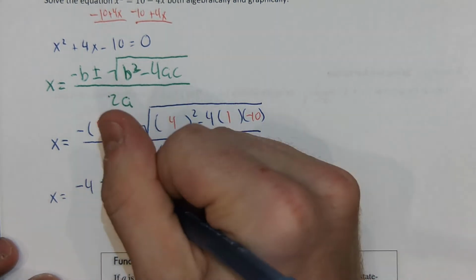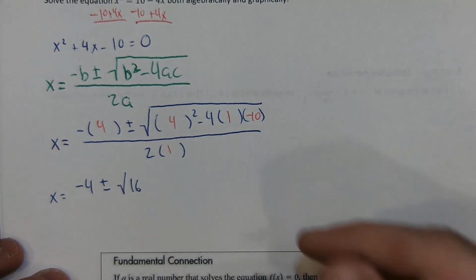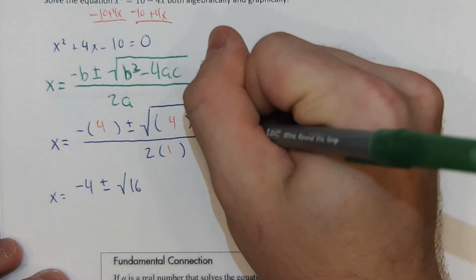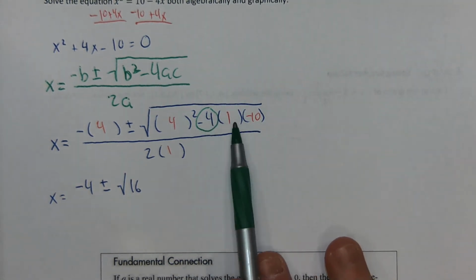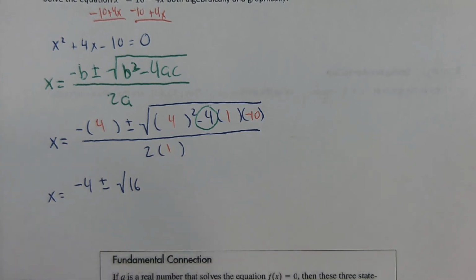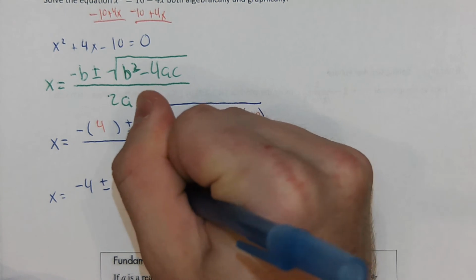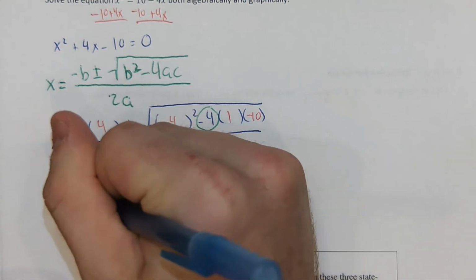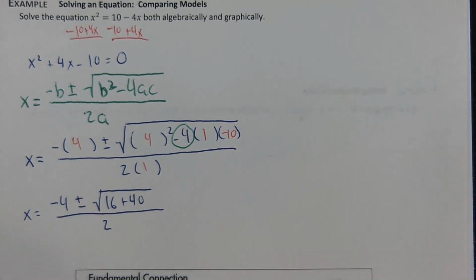Four squared is 16. And remember, whatever symbol sits in front of a number belongs to that number. So this is actually a negative 4. So you're finding the product of a negative 4, a 1, and a negative 10. Multiplying 2 negatives will give you a positive every single time. So that's going to give me plus 40. And all that is over 2. So 16 plus 40 is going to be 56.